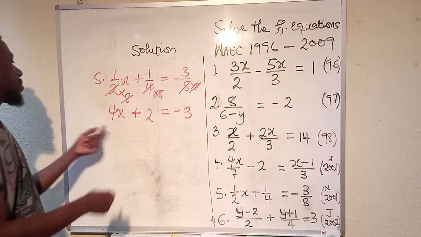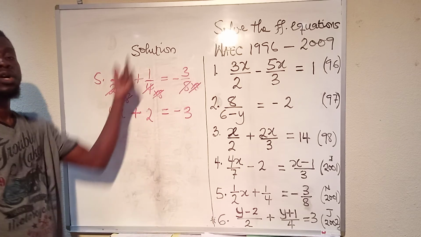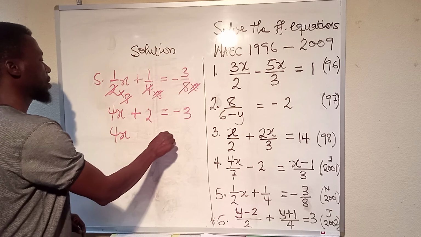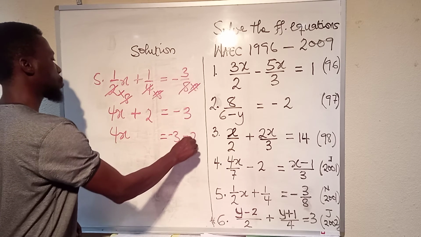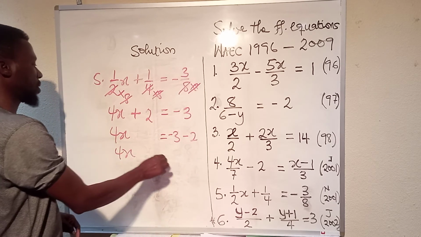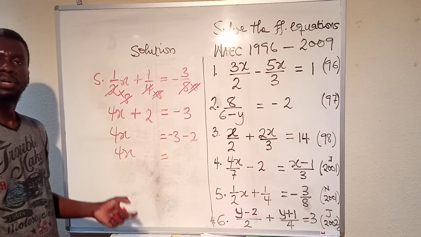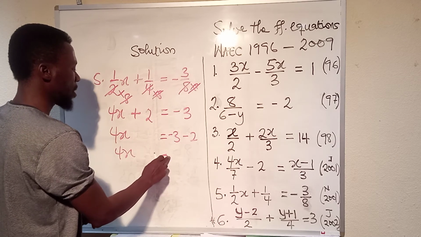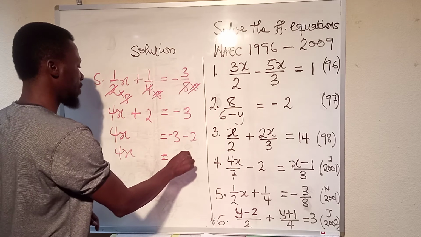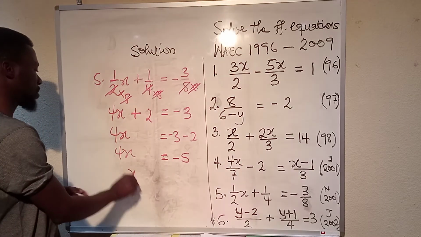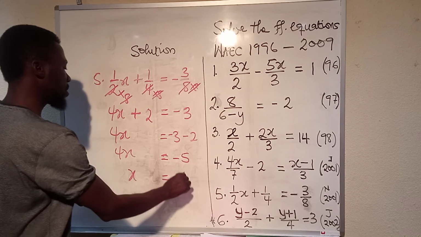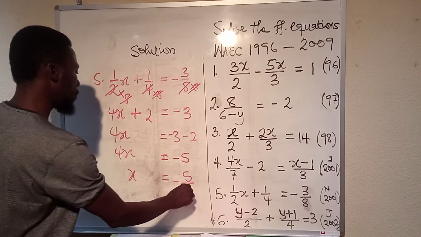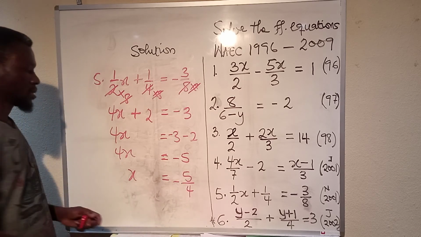Now, here we only have to group like terms by sending 2 away to the other side. So we shall have 4x is equal to negative 3 minus 2. So 4x will be equal to minus 3 minus 2 is minus 5. I'm owing 3 and I'm owing 2. What will happen? I will actually owe 5. So that is what it gives us. And what is our x? Our x is equal to negative 5 all over 4. And that is the answer.